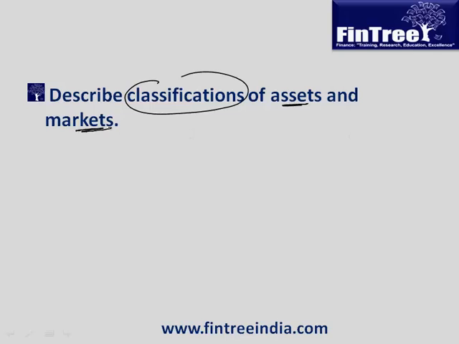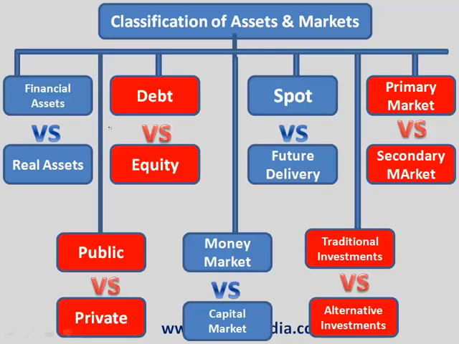Classification of assets and different markets. I have one big flowchart here. You need not write this, but just understand. First one, financial assets versus real assets. What would be the difference? If you invest in, let's say, a commodity, maybe you buy some physical gold, that's a real asset. But if you buy shares of a company which is doing business in gold, let's say you buy shares of Tanishq, then it would be a financial asset.